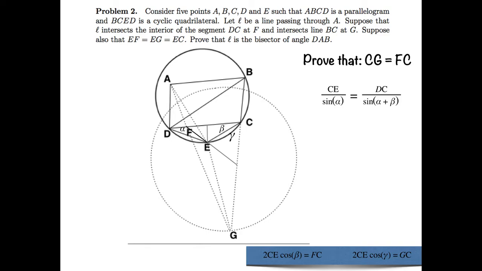So now let's see another way to find the relation of gamma, because over here in this triangle ECG we only have gamma.